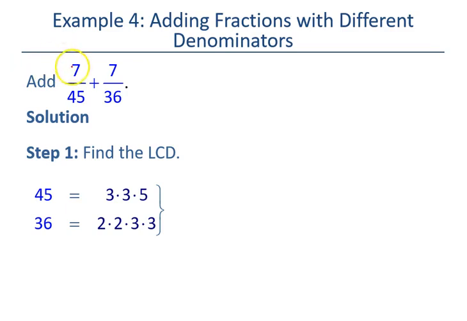Okay, I've got 7 over 45 plus 7 over 36. I cannot add these together right now because notice I don't have a common denominator. Okay, so let's find our least common denominator, or LCM, however you want to call it. First off, we're going to go ahead and prime factorize that. Do the prime factorization of both numbers. So I've got 3 times 3 times 5. Here I've got 2 times 2 times 3 times 3.